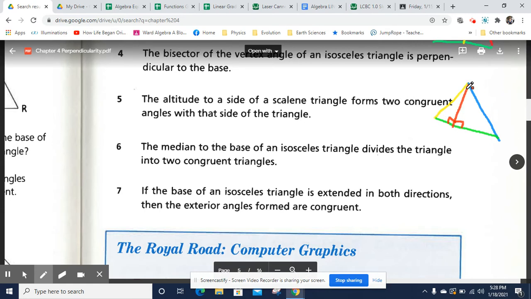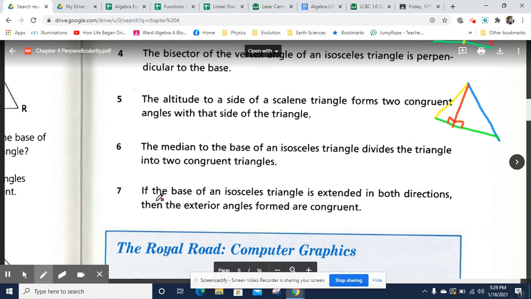It's scalene, so all the sides are different. This is from any vertex. I could have drawn it from any vertex. And this is an altitude, which means that it is, of course, making a right angle. It is perpendicular to the base. So from there, what you have to prove is that these two triangles are congruent, and that's not terribly hard to do.